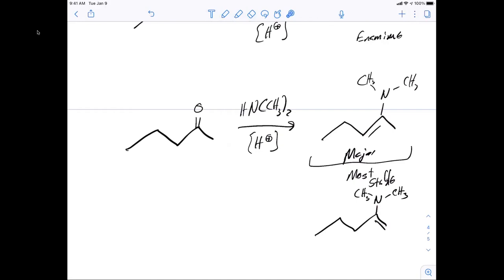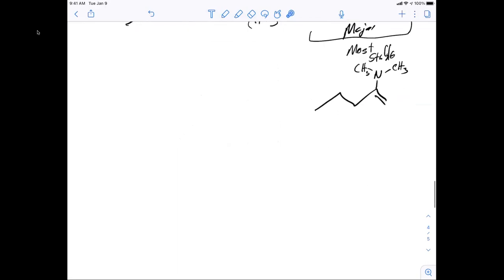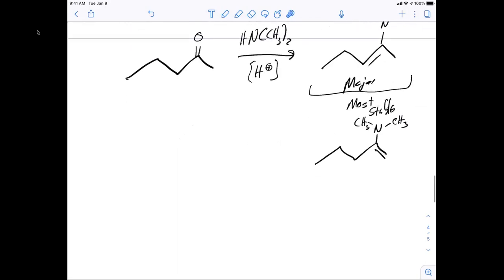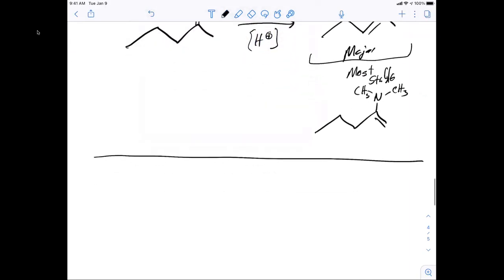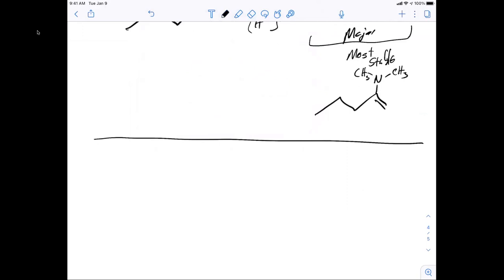There is a way to make the external or the terminal alkene. Book doesn't cover it, and we probably won't see it in this level of chemistry. It has to do with the oxime and a couple of other reagents. But, okay. All right, questions about enamine? Okay. We're going to see enamines again when we get into alpha beta unsaturated reactions. But for now, need to just be able to make an enamine and understand the regioselectivity.